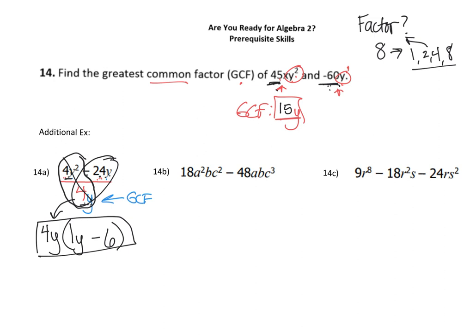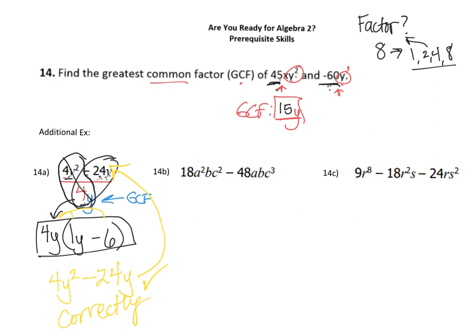Now the awesome thing about this is I can always check my work. If I distribute this 4y back in, or multiply it back into the parentheses, I should get the original problem. 4y times 1y is 4y squared. 4y times negative 6 is negative 24y. That matches the original problem exactly, so I have done it correctly. Woohoo! We're awesome.